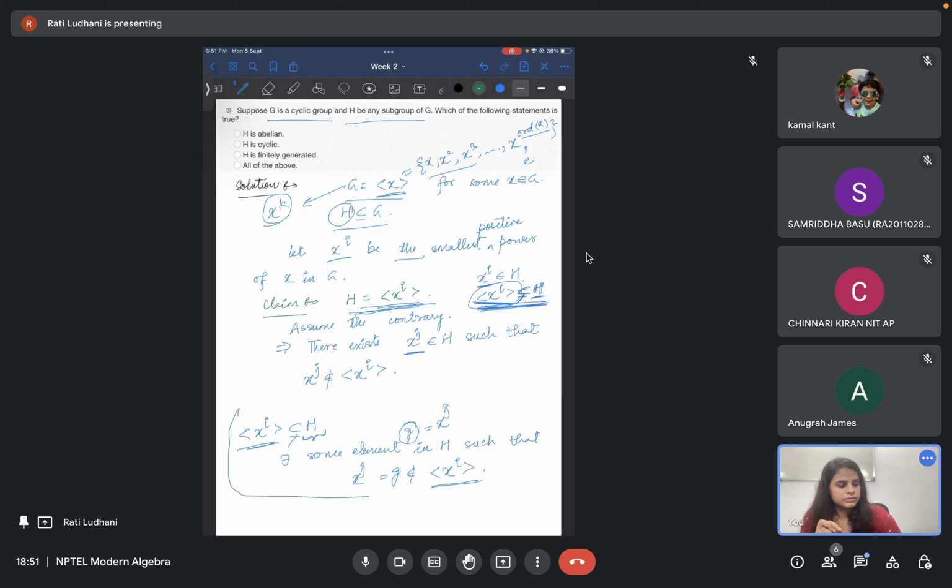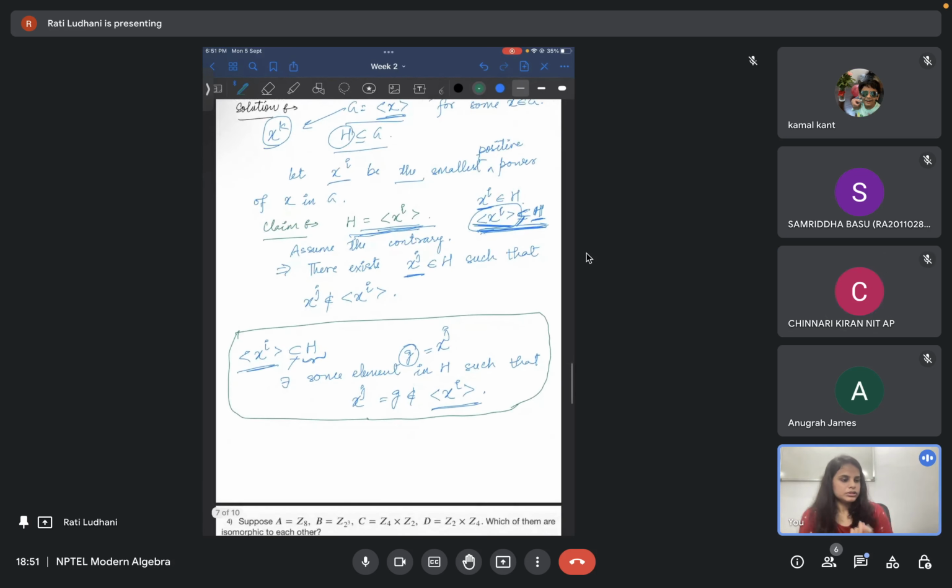Is it clear what the negation here means? Maybe yes or no? Okay. If you're not following, just let me know. Okay. So this is the case. Now you are saying x raised to power J belongs to H, and x raised to power J does not belong to x raised to power I. Now what does that mean?